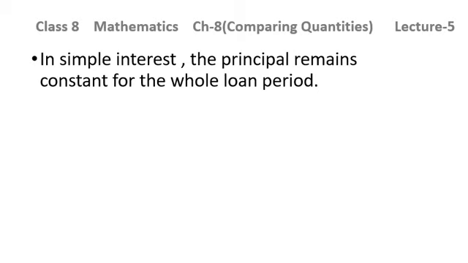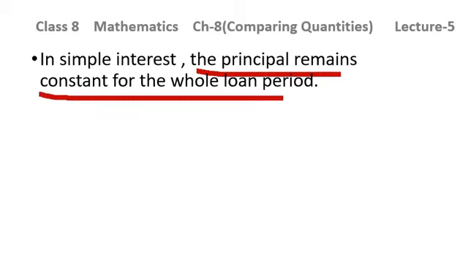In simple interest, the principal remains constant for the whole loan period. For example, if you have borrowed a certain amount like rupees 5,000, then even if the time period is for 10 years, for those 10 years the principal will remain the same. That is, your interest will be calculated on 5,000 rupees only.